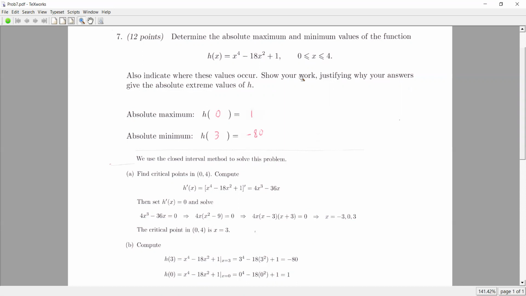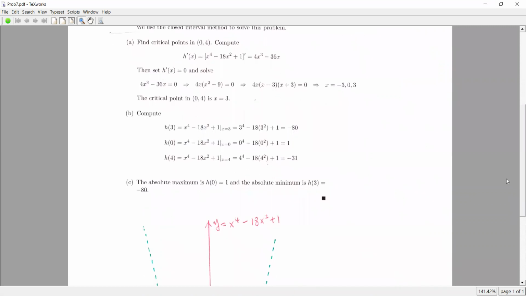We also need to compute the function values at the 2 endpoints of the interval. Plug in 0 in x, then the function value at the left endpoint is 1. Plug in the number 4 in x. The function value at 4 is -31.